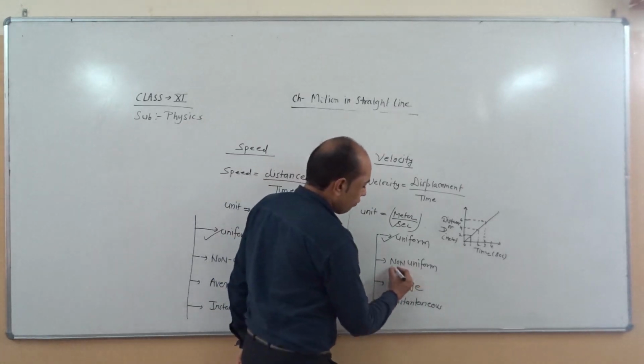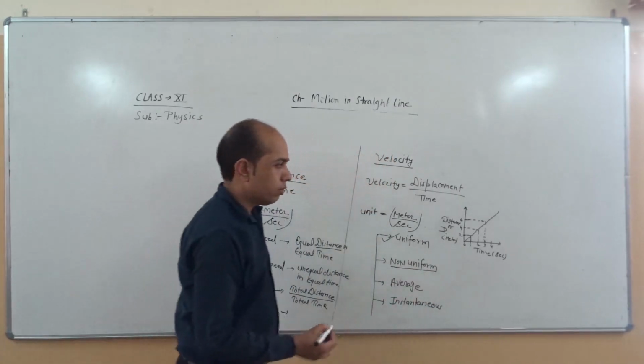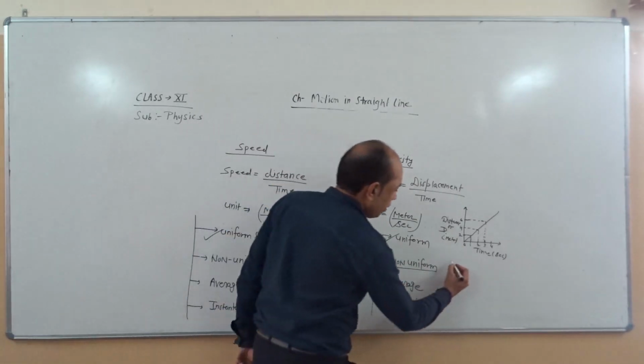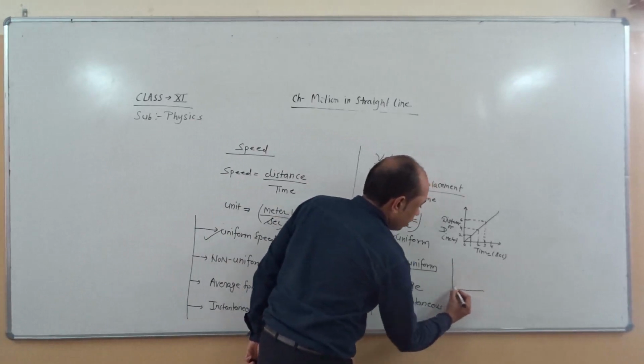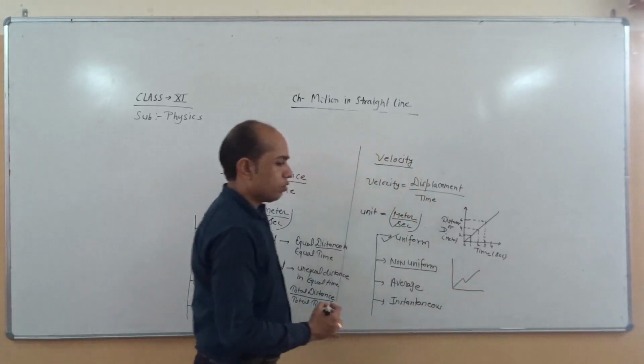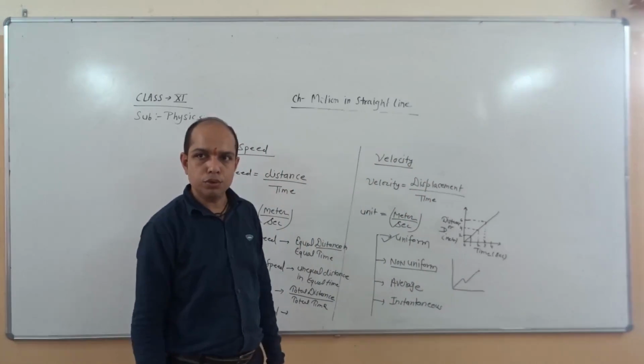Similarly, when we plot the graph for non-uniform motion, the graph is somehow increasing or decreasing. So this indicates non-uniform motion.